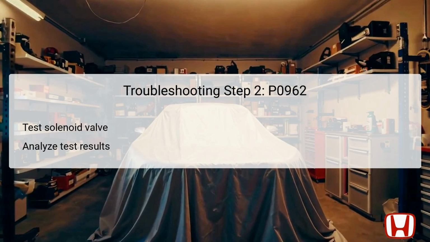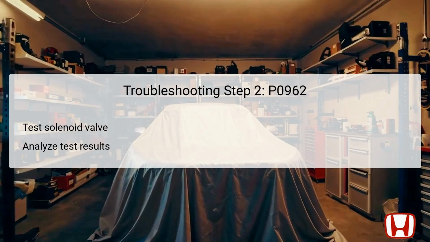In the second step of troubleshooting DTC P0962, the focus shifts to determining the failure area's specific components. This primarily involves performing a test on the CVT drive pulley pressure control solenoid valve. By assessing its functionality, you can ascertain whether the valve operates as intended. If the valve performs correctly, it indicates that the solenoid itself is not at fault, leading to the subsequent step in troubleshooting.